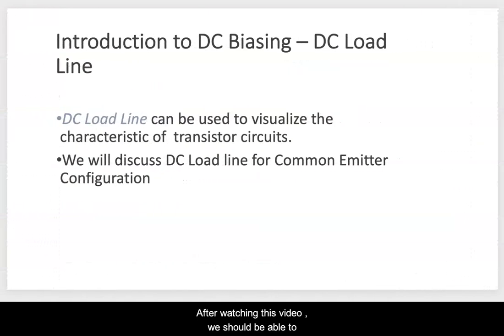After watching this video, we should be able to state the purpose of a DC biasing circuit. Secondly, plot the DC load line of an amplifier given the value of VCC and resistors. Third, describe the Q point of an amplifier and explain its purpose.